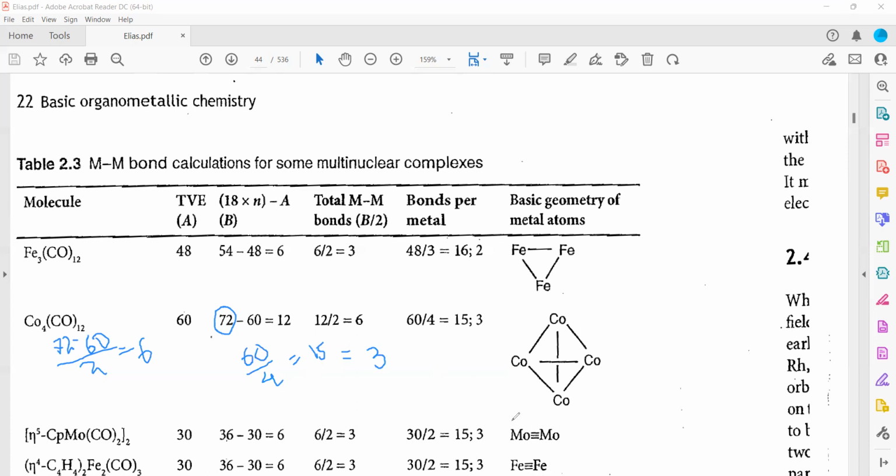So how do you draw it? There's only one way of drawing it, and it is this. The total number of metal bonds is 6: 1, 2, 3, 4, 5, and 6. And per metal, how many bonds? 3. So this is the only way. Okay, so let us move forward.